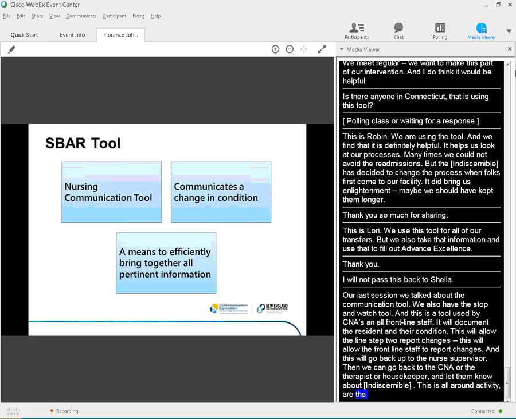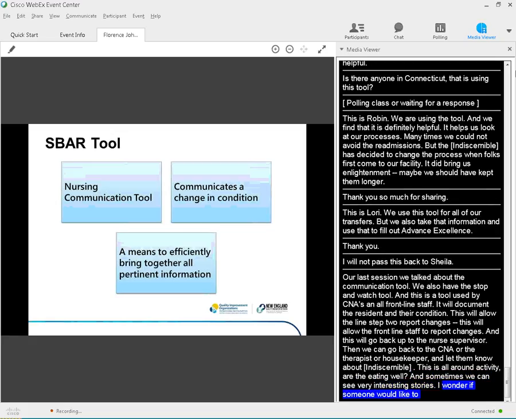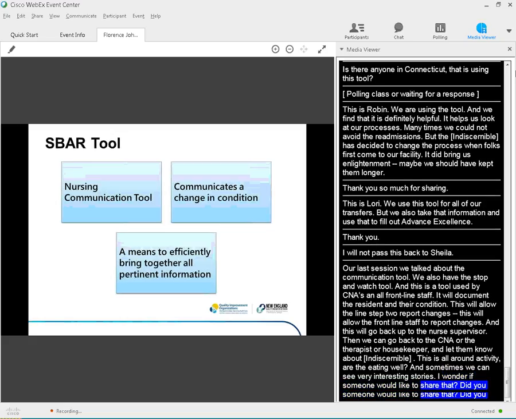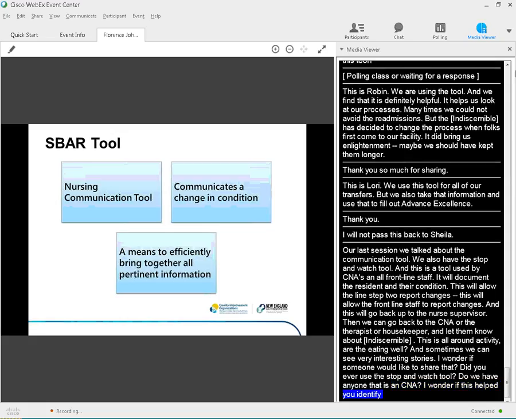So I'm hoping that someone would like to share the implementation of the Stop and Watch tool, if you want to share a little bit about how that was received by your CNAs, and maybe a story of how it was used and how it helped identify a change in resident condition early enough for attention to be performed before the resident's condition deteriorated. So anybody want to tell us about a Stop and Watch?